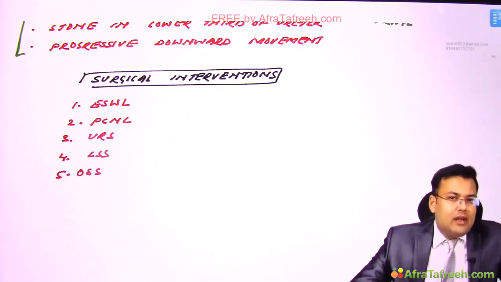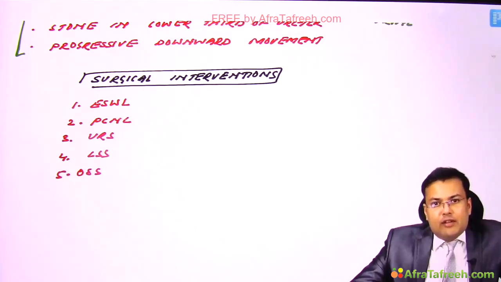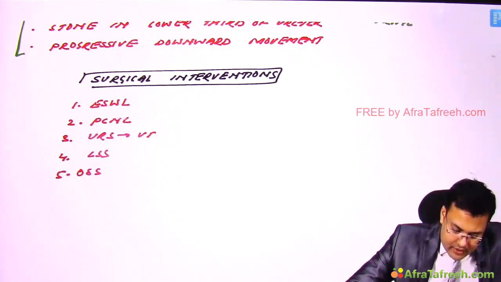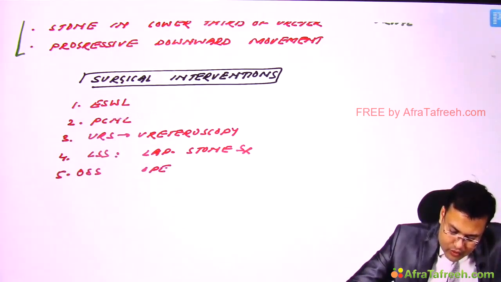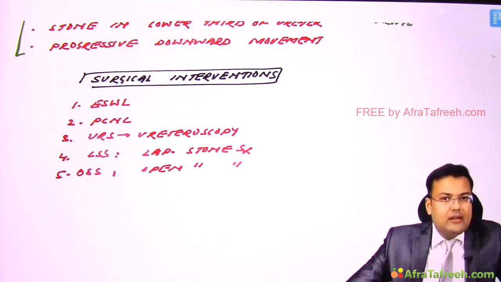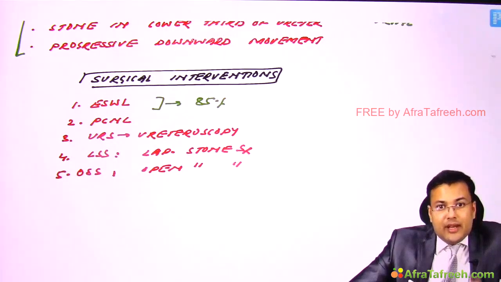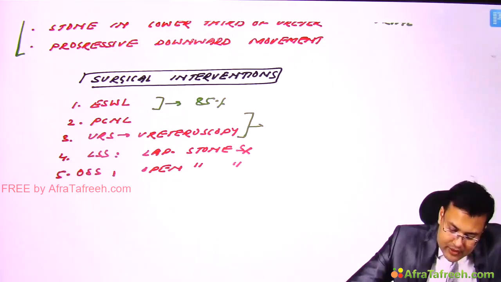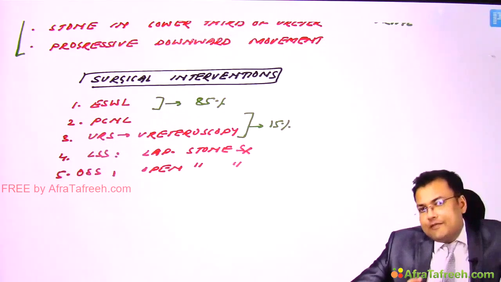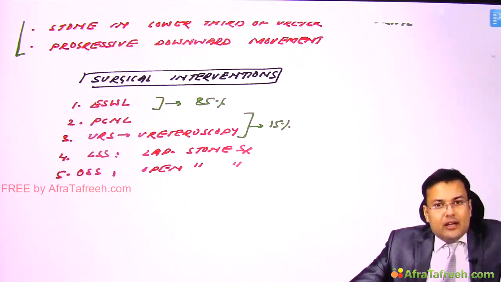Okay, what is the full form? ESWL means extracorporeal shock wave lithotripsy. PCNL means percutaneous nephrolithotomy. URS means ureteroscopy. LSS means laparoscopic stone surgery, and OSS means open stone surgery. Clear? Now see, this ESWL is curative for 85% of stones. Can you see the picture? 85%. And if you see this PCNL and URS, this is curative for 15% of stones. So if you add, it's almost 100%.